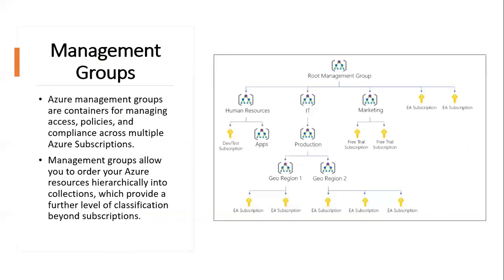In the second or third class. Now let us discuss the management group. So basically in the organization, what do we have? We have one management group. From the management group, they are going to take the Azure services, and then they are going to distribute them into HR, IT, marketing, and other different subscriptions. In HR also, we have a dev test subscription on apps. Especially in IT, we have different geographical regions, right? And in the marketing department, we have what? Free trial subscription, free trial.